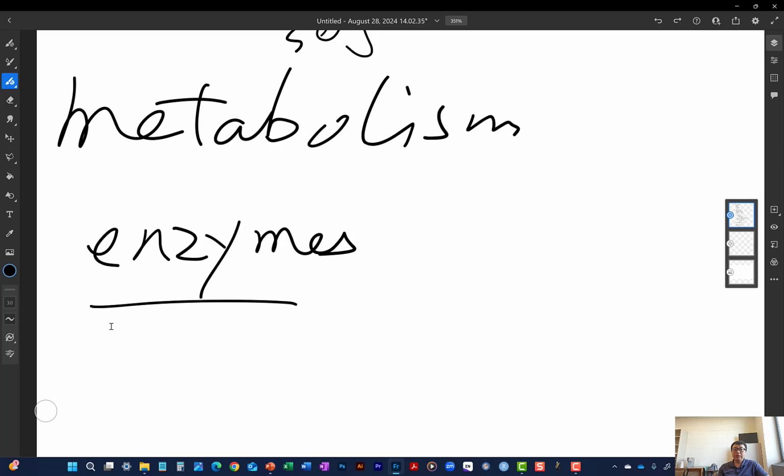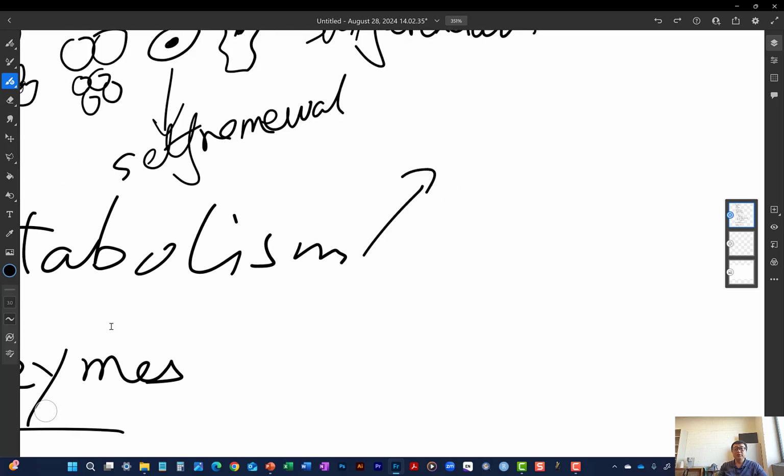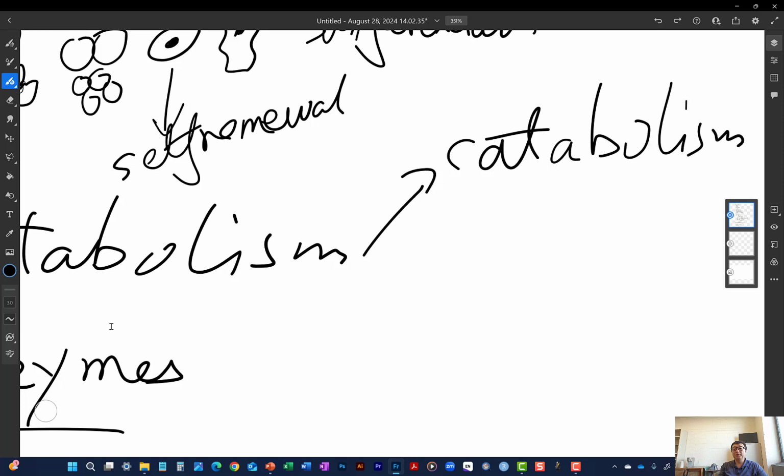Please keep in mind, it cannot change the direction of the reaction, but it can make it happen much faster. It's so fast that sometimes it's almost impossible for the reaction to happen without the enzymes. And in this case, there are two directions of metabolism. One is catabolism. The other is anabolism.